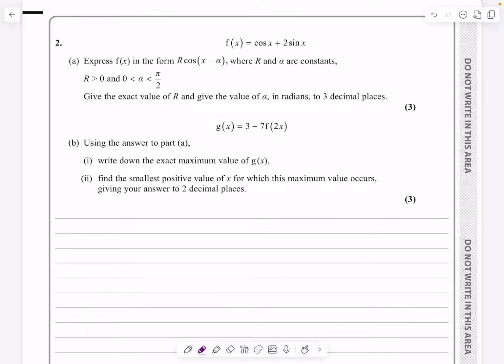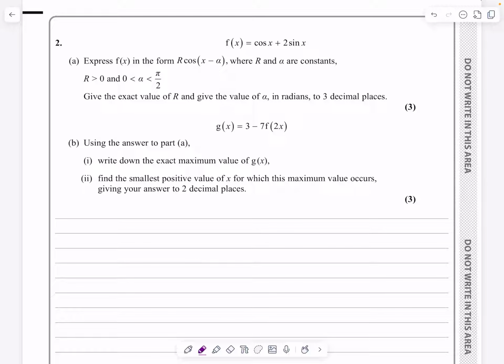Okay, this is the P3 paper from January 2023. It's question number 2, and this is a trig addition formulae question. In particular, we're going to be simplifying a cos x plus or minus b sin x. Let's have a look at the question then.